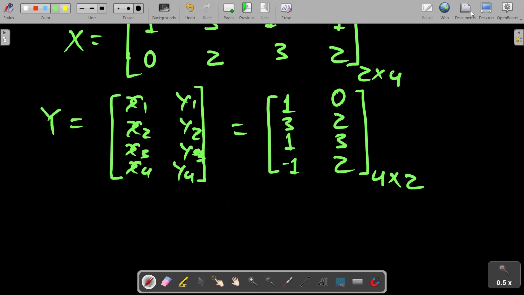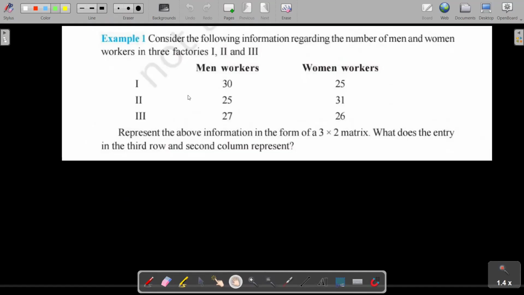First is, let me upload. The problem is like this. Consider the following information regarding the number of men and women workers in 3 factories: first, second, and third. These are the number of men and women workers. Represent the above information in the form of a 3 cross 2 matrix. What does the entry in the third row and second column represent?